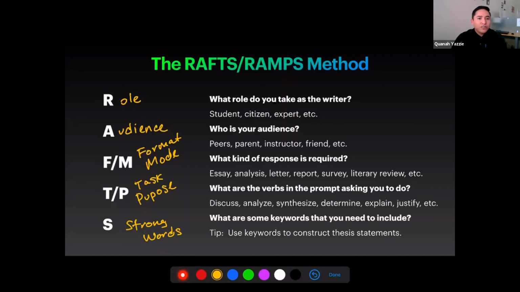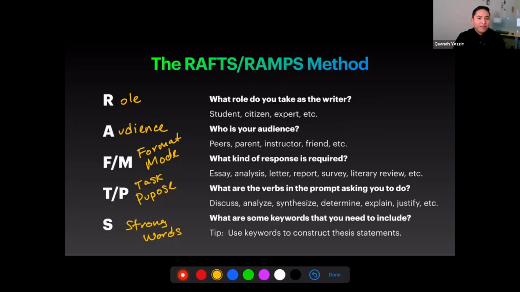So within the R portion, you want to take into consideration what role you take as a writer. Are you a student? Are you a citizen? Are you going to be an expert within this paper? And who is your audience? Is it for your peers, for your instructor? This opens a whole new portion of considering tone and mood, which we have covered in the previous sessions, right? The finding a voice portion. So I'm not going to go deep into these little parts, but just telling you what to look out for when you're going to be deconstructing the prompt.